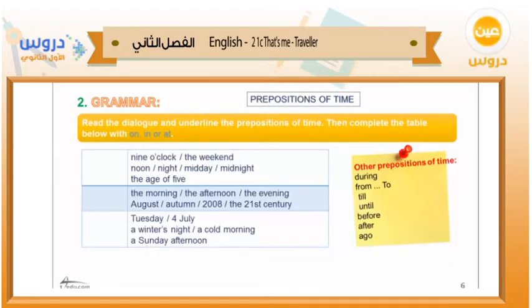Okay, now let's check your answer. At 9 o'clock, at the weekend, at noon, at night, and so on. What about the morning, the afternoon? In the morning, in the afternoon. And of course the last one will be on Tuesday, on the 4th of July, on a winter's night, and so on.